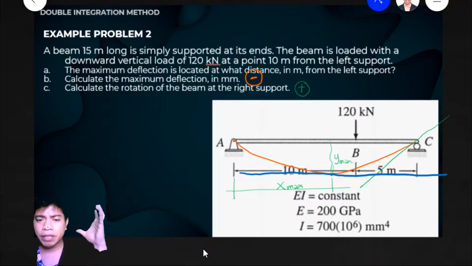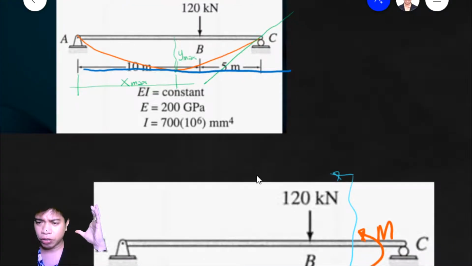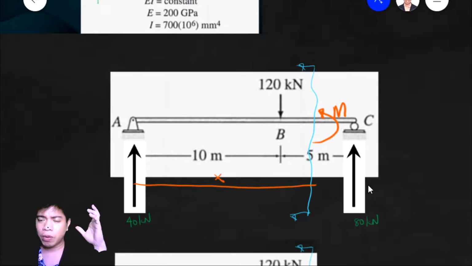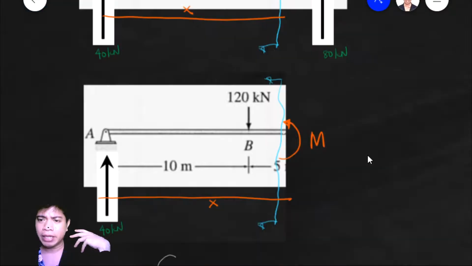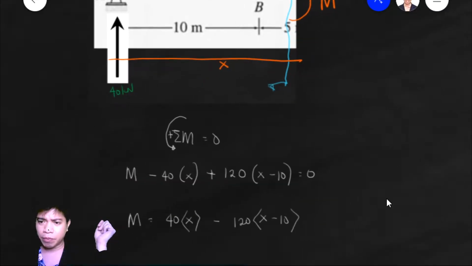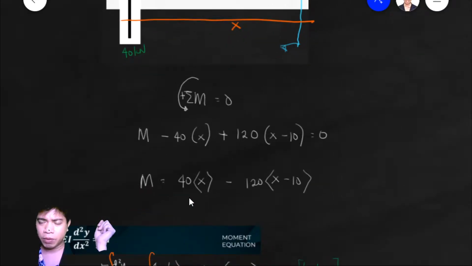So, that's it, guys. So, i-review muna natin, guys, yung ating naging solution. So, ang una natin ginawa is, of course, kinuha natin yung ating mga reactions. Tapos, gumawa tayo ng moment equation by isolating the left side. So, ito na nga yung ating moment equation na gawa, guys. So, m equals to ito.